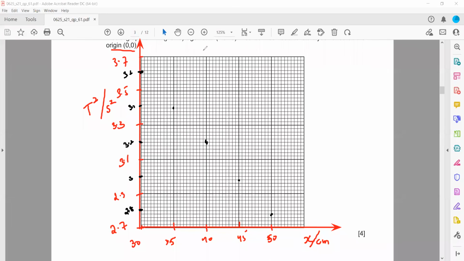So these points appear to be in a straight line. So what we will do, because we have to complete the graph, is draw a best fit straight line.